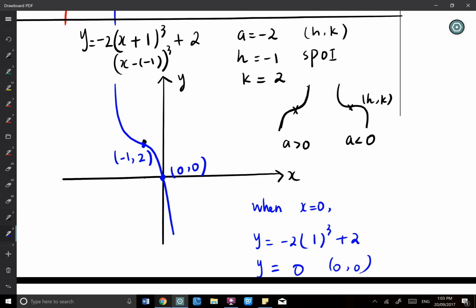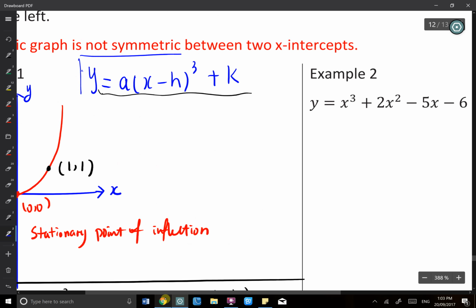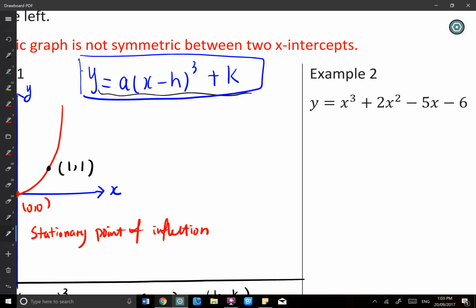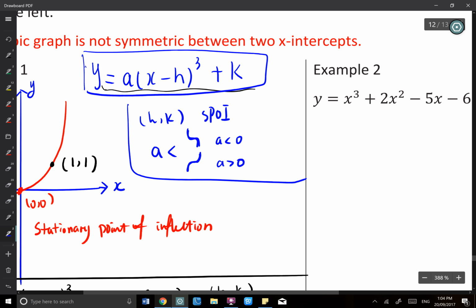That shape only worked for the general equation, looks like the turning point one, okay? y = a(x - h)^3 + k, and (h, k) is the stationary point of inflection. And a decides whether it's an increasing graph or a decreasing graph. Okay, that's a less than 0, that's a greater than 0. So that's how we sketch for this type of formula.